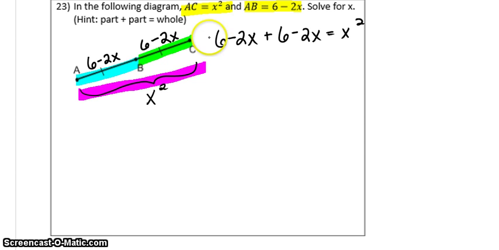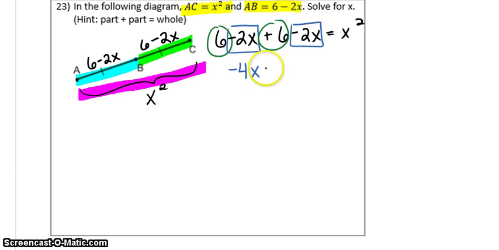I proceed through my algebra by combining like terms. My negative 2x and negative 2x combine to give me negative 4x. Positive 6 plus 6 gives me a positive 12. I'm going to bring down my equal sign, and I'm going to bring down my x squared. Because I have x's on both sides of the equal sign, where one of them is an x squared and one of them is an x to the first power, I know that this equation will require factoring.